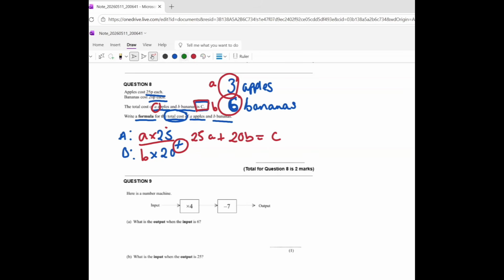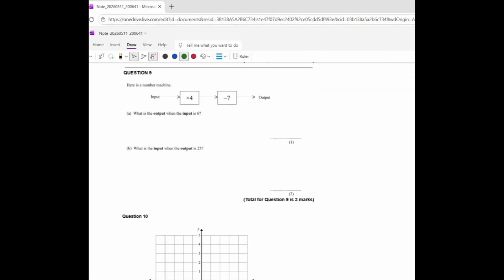So you'd get a mark for having this part, and then if you equaled it to C, that would give you 2 marks there. So that's question 8. Okay, question 9. Question 9 has given me a function machine, again very common on paper 1.